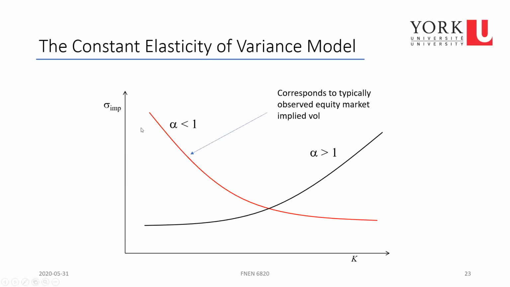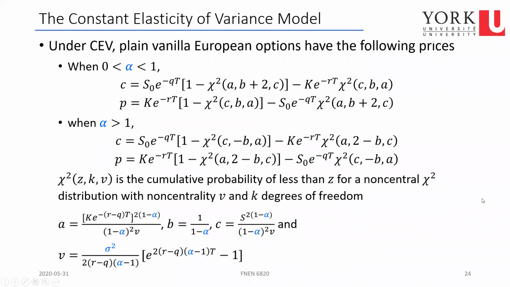So this basically gives a graphical representation of that. You have a volatility skewness here, which is something typically observed in the equity market. You need to determine what the alpha parameter actually is. Now, one nice thing about the CEV model, or the constant elasticity of variance model, is that it does have closed form solutions.